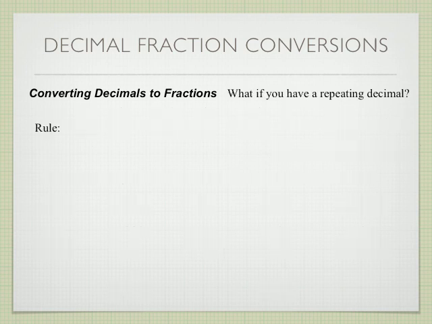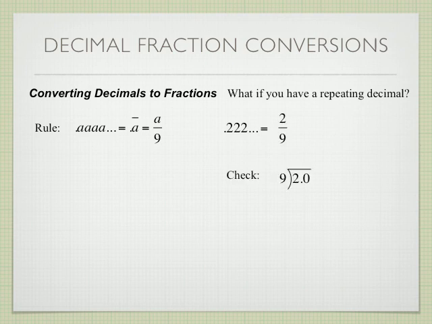Okay, what if we have a repeating decimal? I'm not going to show you how to do them in general, I'm just going to show you how to do the very easy ones. If you have .AAAAA repeating, then that's A over 9. So if I have .222 repeating, which we saw earlier in this lecture, that's 2/9. To check, I'd take 9, divide it into 2, and I'd do the long division. I get another 2, carry it down, and it's just going to keep being 0.2, 0.2, 0.2.